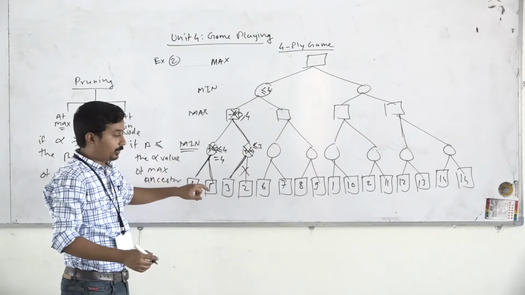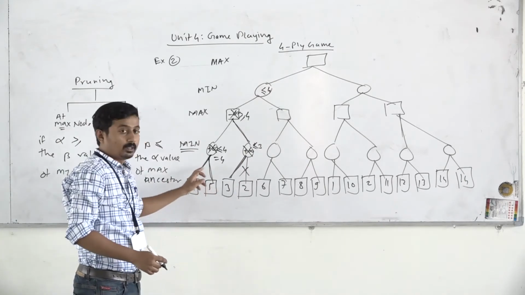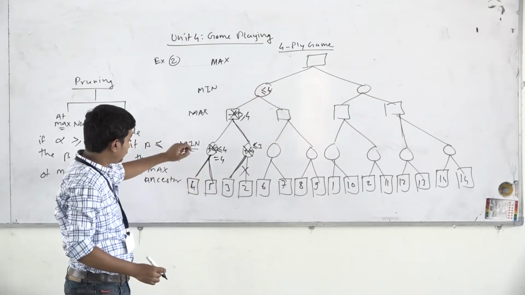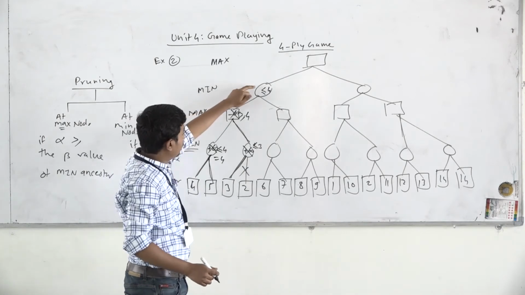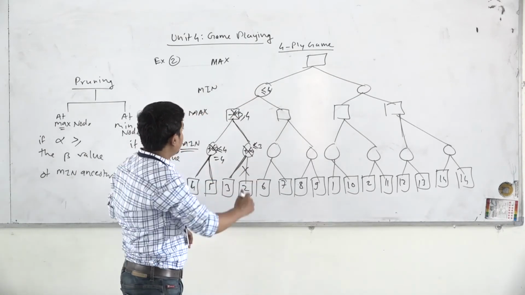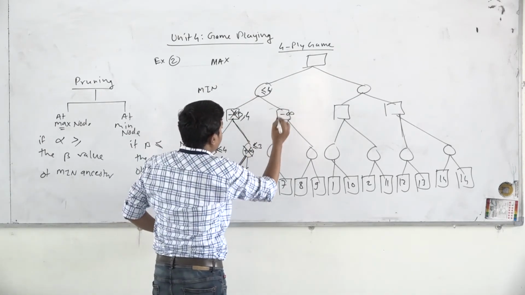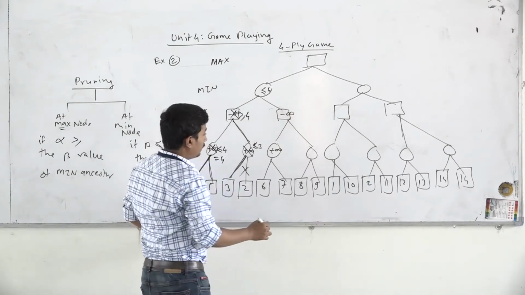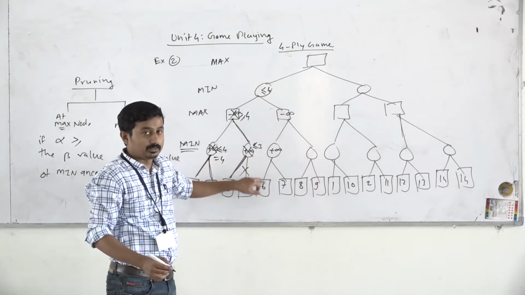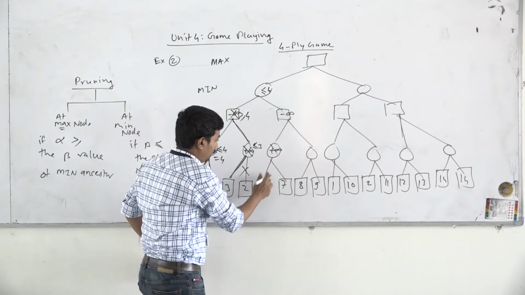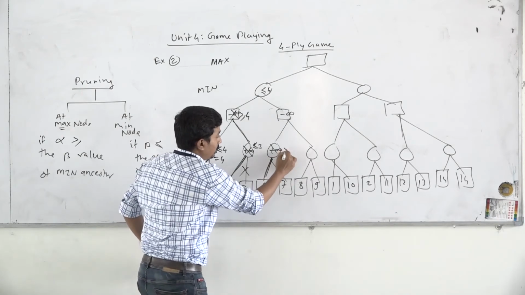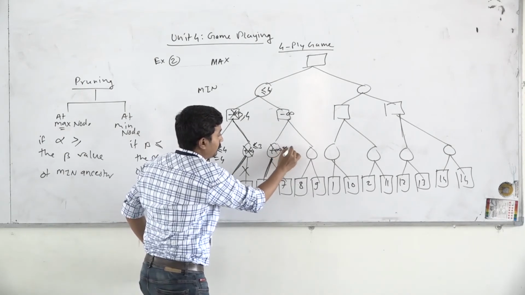It is a min node, so it wants the minimum value of this. So that is 4. Then next, here, initially it will be minus infinity and plus infinity here. Now the min node wants to minimize this value. So we have a value of 6, so it is expecting a value less than or equal to 6.